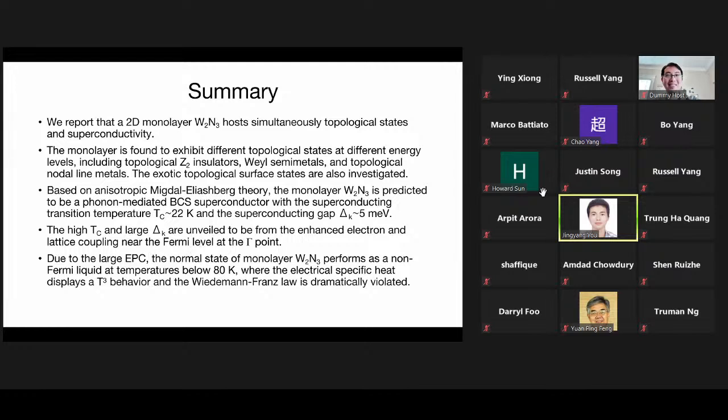Due to the large electron phonon coupling, the normal state of monolayer tungsten nitride performs as a non-Fermi liquid at temperature below 80 Kelvin, while the electrical specific heat displays a cubic behavior of temperature, and the Wiedemann-Franz law is dramatically violated.